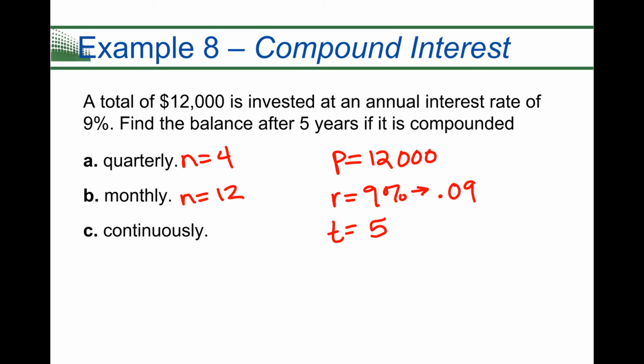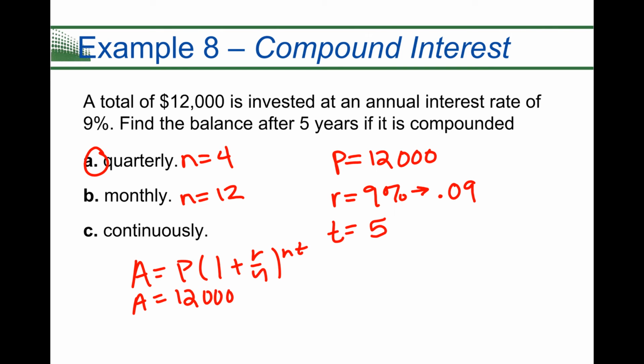So the first equation you would want to use is A equals P times 1 plus R over N, to the NT. And I'm just going to look at part A. And we're going to go through these. But if you think you have an idea what you're doing, you can pause, work it out, and then come back to it. So I'm going to know the amount I have. I'm going to plug in 12,000 for my P. 1 plus 0.09 over 4 raised to the 4 times 5.